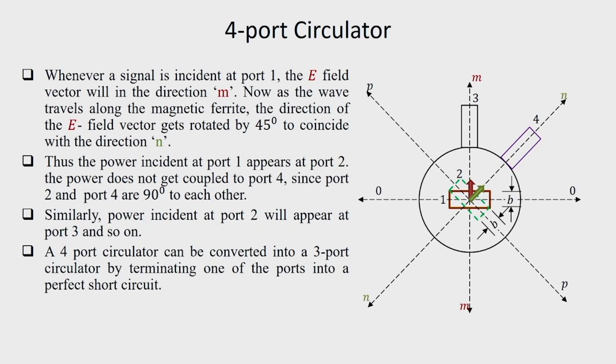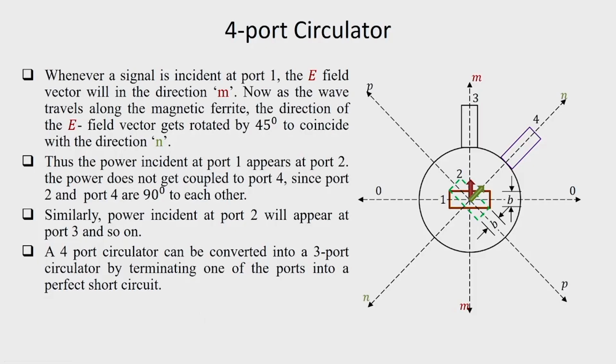And what we can do is, a 4-port circulator can be converted to a 3-port circulator. We studied the basic 3-port circulator already while discussing S parameters. So, a 4-port circulator can be converted to a 3-port circulator by terminating one of the ports into a perfect short circuit.